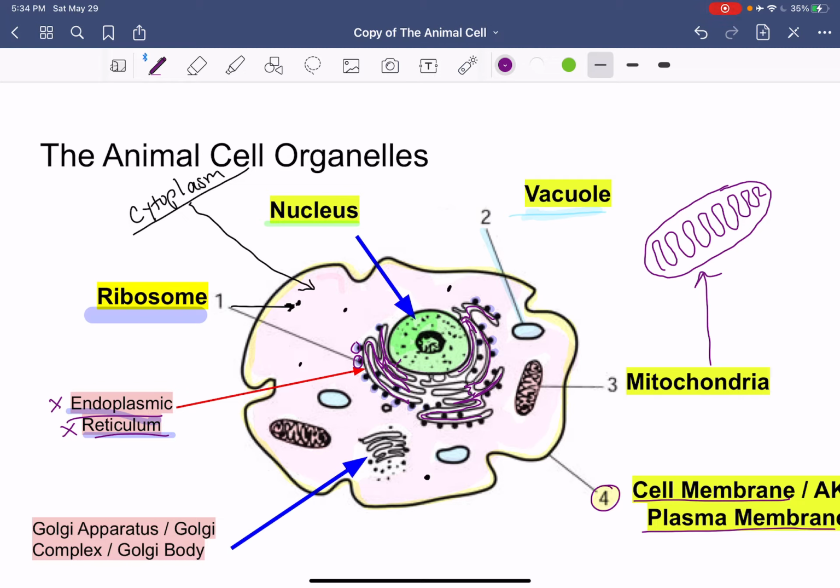Now here we have the Golgi apparatus. And the Golgi apparatus is also highlighted in red because, again, it is not discussed too heavily. It is not tested on too heavily on the exam.